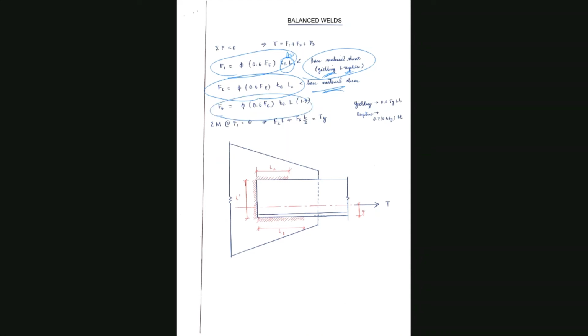You don't have to check it against anything, and then you use the moment equation to get another set of equations. So you have two sets of equations: one from the force equilibrium and one from moment equilibrium, and then you solve for the two unknowns, which are L1 and L2.